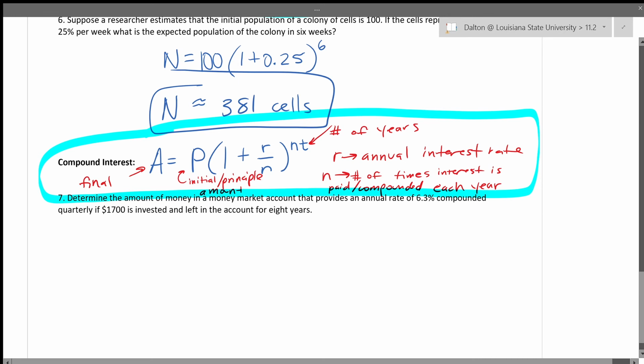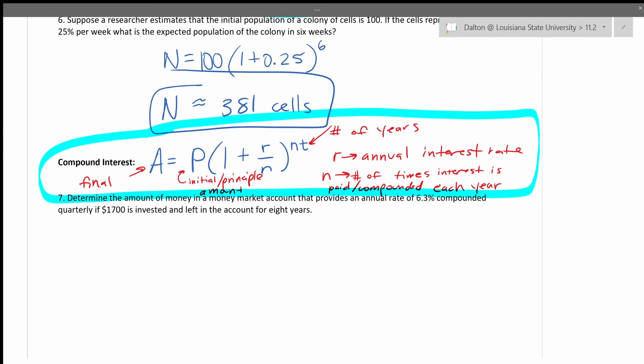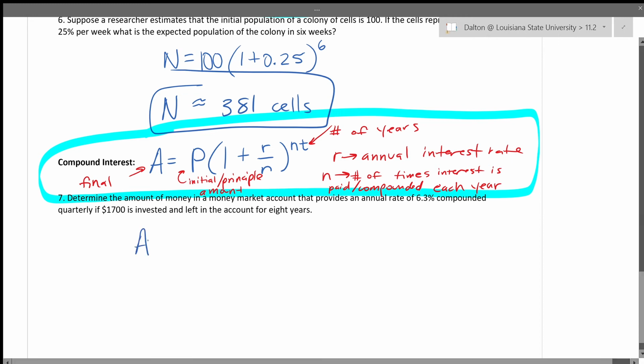So the last example I have for you here. Determine the amount of money in a money market account that provides an annual rate of 6.3% compounded quarterly if $1,700 is invested and left in the account for 8 years. So again, we're still solving for the final amount. So I'm going to leave A alone. That's our unknown value. P stands for the principal amount or the initial amount that they invested, which in this case is $1,700.